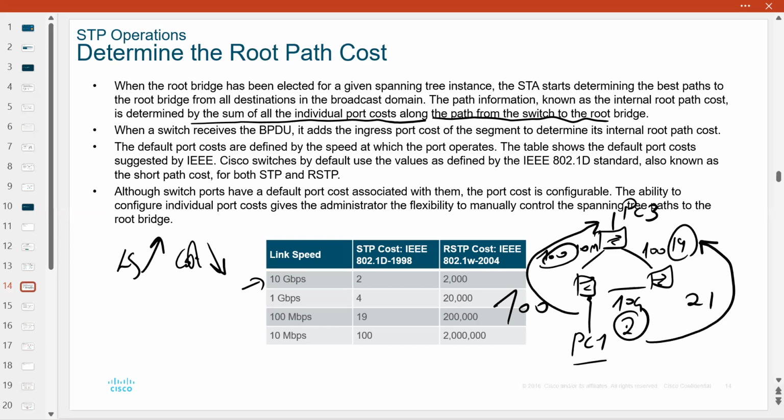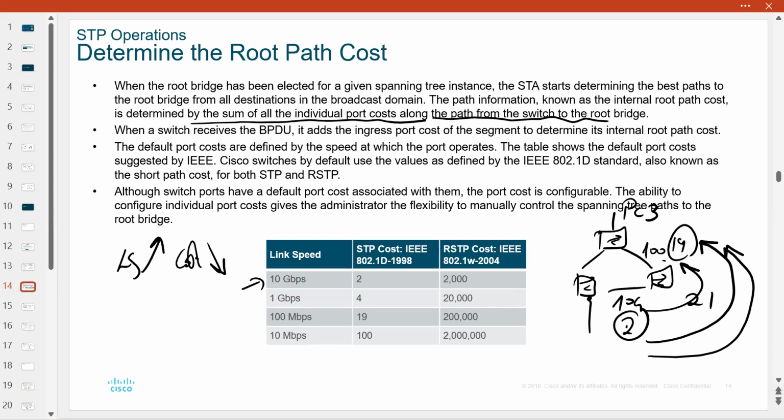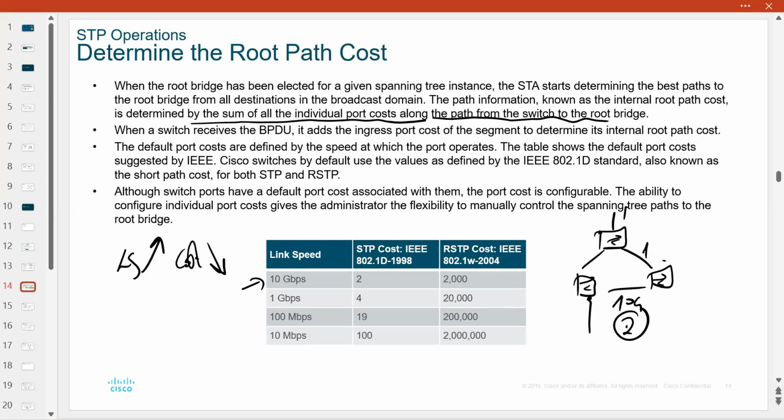Which route will my traffic prefer to go to? Personally, I would prefer the route through the other switches, the same route. Why? Because of the higher speeds along it. So STP, the algorithm itself, uses the same logic to determine the least-cost path to the root bridge, and that is used to determine which is the root port, and consequently also determines which is the designated port.